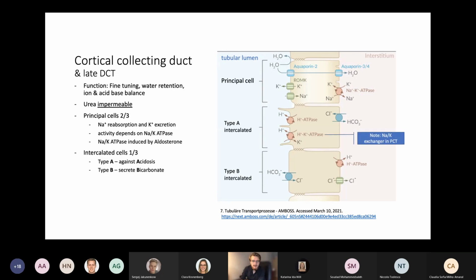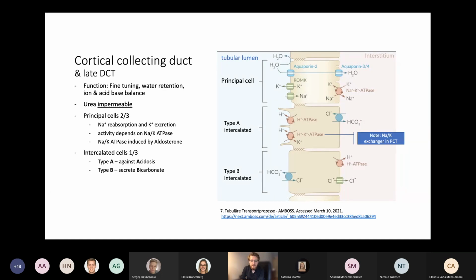The next two types of cells are the intercalated cells. We have two types of intercalated cells, type A or alpha. I'd like to remember this: type A against acidosis, type B secrete bicarbonate. Type A are responsible for the maintenance of the acid-base balance.